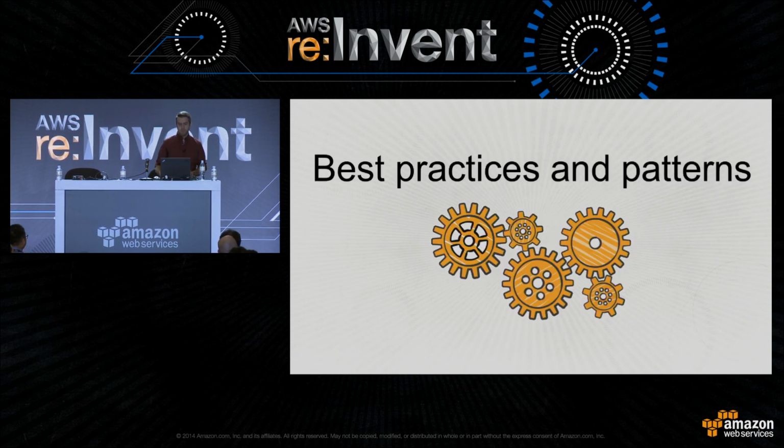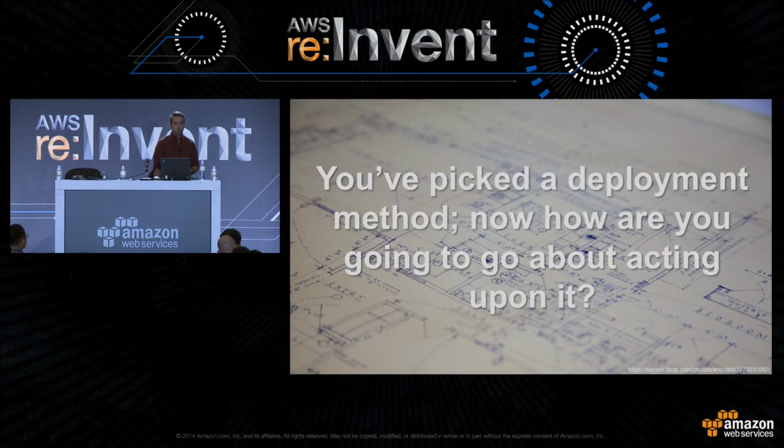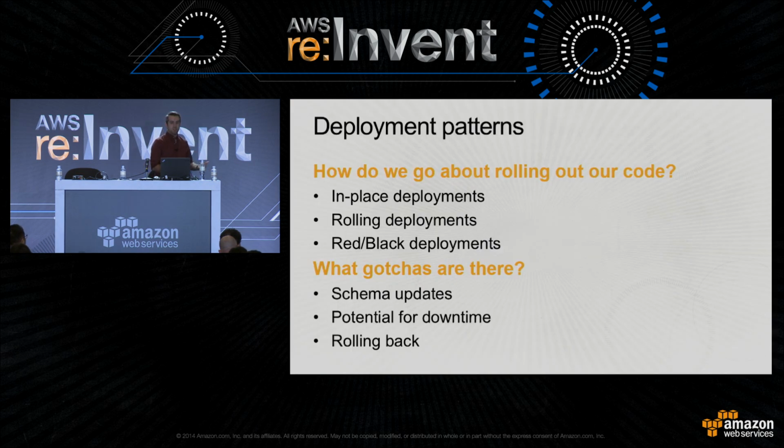So we've covered development tools. Now we're going to talk about best practices and patterns. And so, you've picked a deployment method, right? Code shipping, AMI building, package bundling. How are we now going to go about acting upon it, right? How are we going to put that in motion? And so, again, we have a couple of different options here for how we can do this.